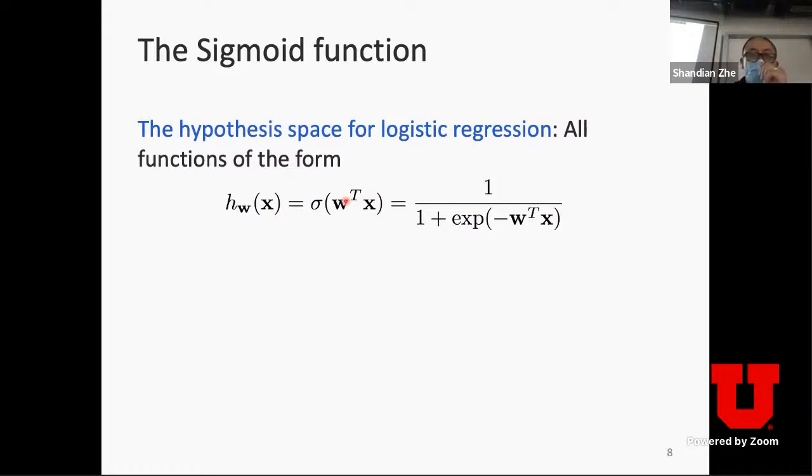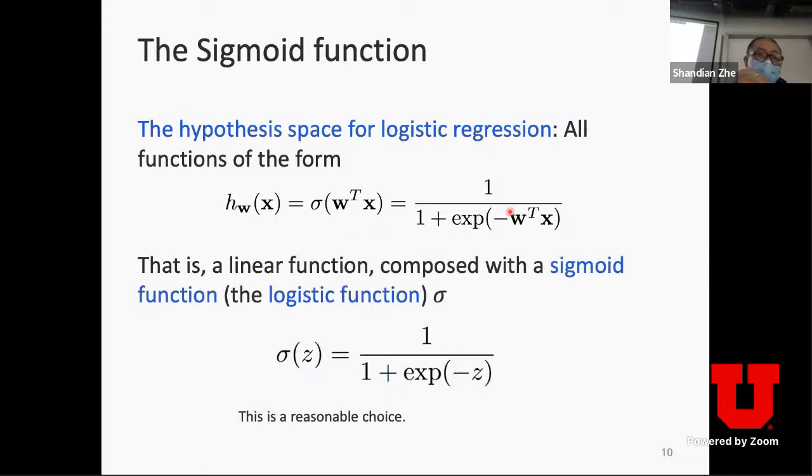For convenience, we're going to simplify the notation, meaning x here is augmented with a constant feature 1, so that the weight vector actually includes the original weight vector w and the bias parameter b. This is the same notation sugar we used in linear regression and linear classification. Then we throw this inner product into our sigmoid function. The sigmoid function has this form. So this is a reasonable choice.